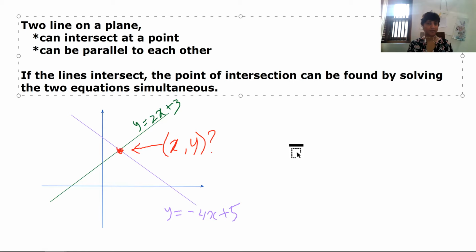Okay. So after you write this, show a little diagram like this. Show two lines. Or you can actually say example. You can just say example.